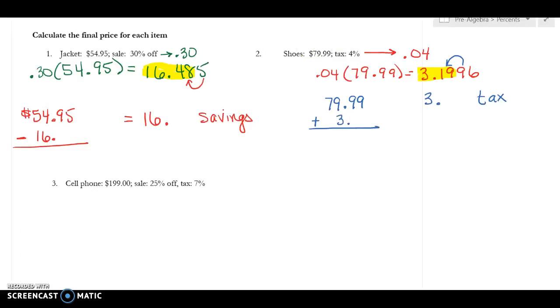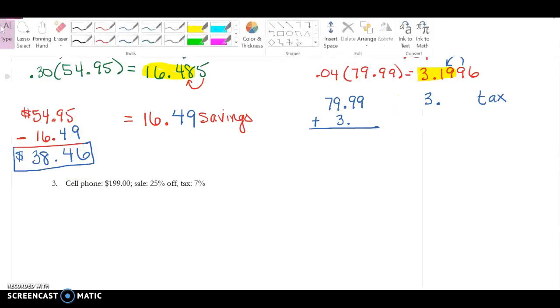Okay, so welcome back. Hopefully you started off by making your percent into a decimal. And then I'm paying 30% of that, so I multiply. Now the question is, does this stay 16.48 or 16.49? And you should have rounded it to 49 cents. And so now I'm going to subtract $54.95 minus $16.49. And again, I'm subtracting because it's savings. So the jacket ends up costing $38.46 after being on sale 30% off.